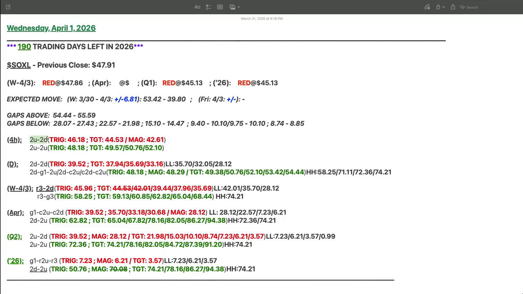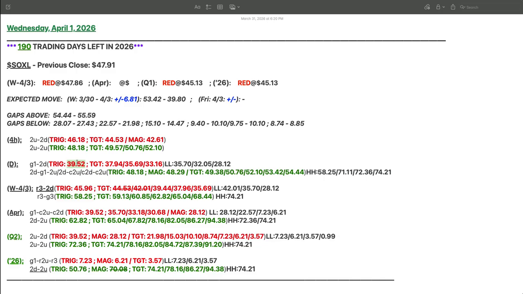On the 4-hour, we talked about if we go down, that gives us a 2 up, 2 down reversal, triggering at 46.18, magnitude being 42.61, so decent magnitude there. But if we go to the upside, it's just a continuation pattern, triggering at 48.18, and we've got some extended targets out here for you. On the day, if we go, there we go. So on the day, we would have a 1, 2 down, triggering at 39.52.